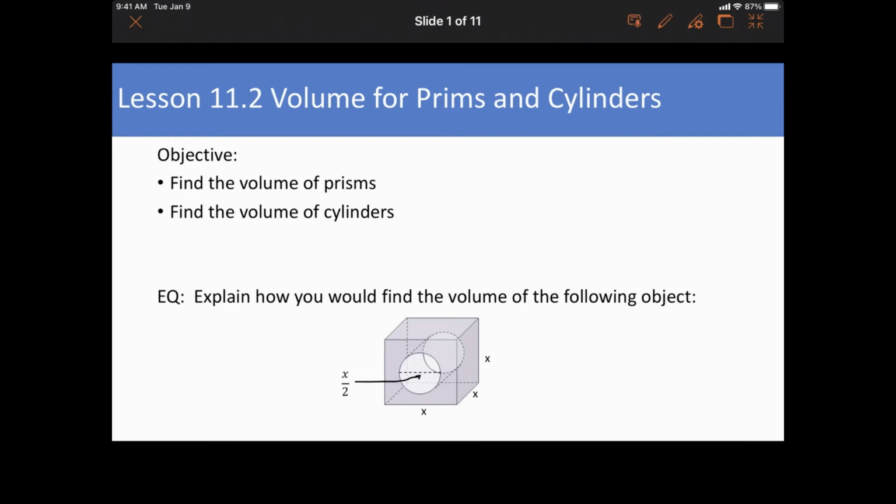Hello. This lesson is about volume for prisms and cylinders. I think I spelled prisms wrong. My bad, we can correct that. Just insert that S right there.